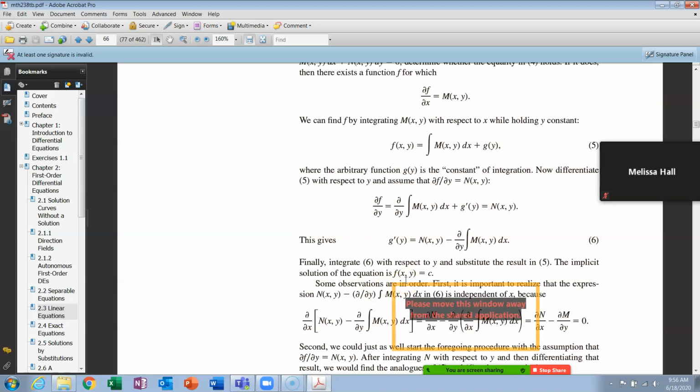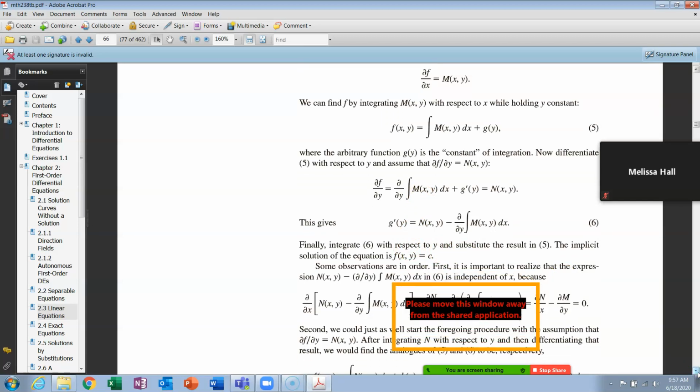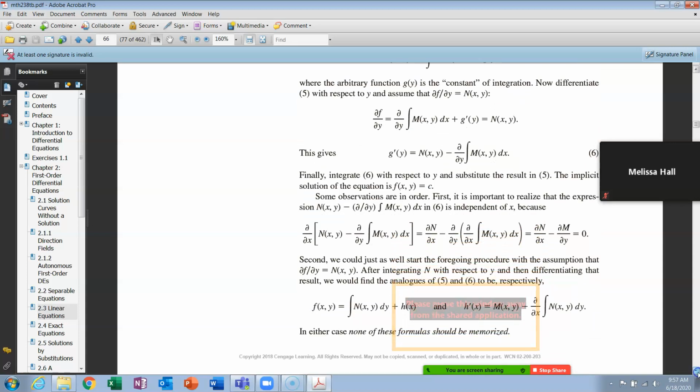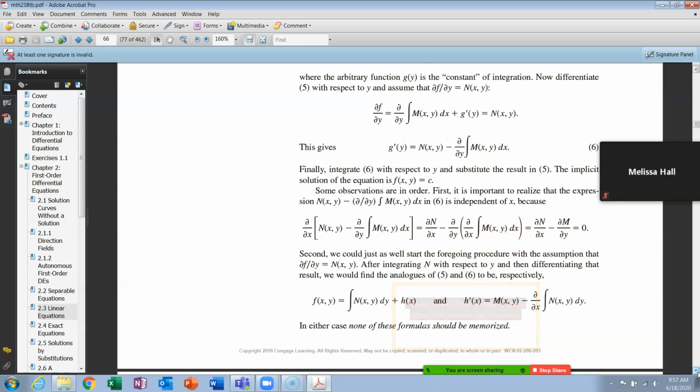But remember that f of xy is equal to a constant. That's what I said at the very beginning. Take that function you just determined and set it equal to a constant. That is your solution. F of xy is not your solution. F of xy is equal to some constant. That is your solution. Now, they say some observations are in order. Some clarity might be in order, okay? We'll get to it when we actually put functions in there.